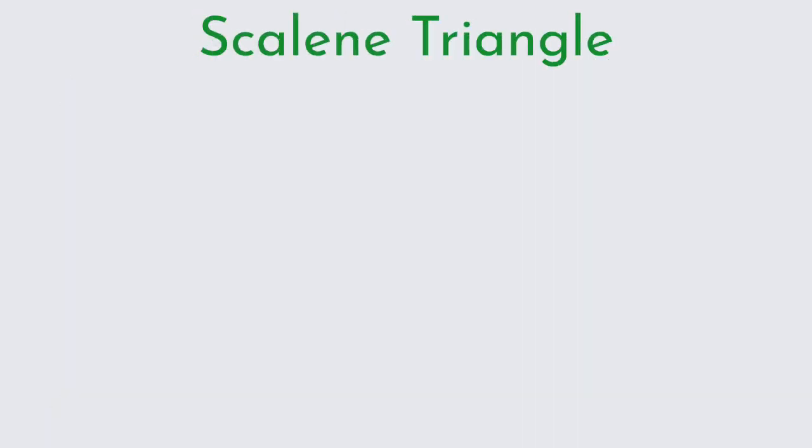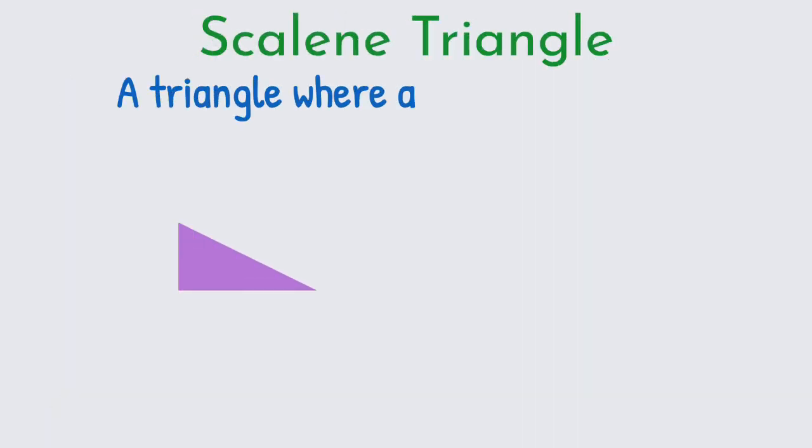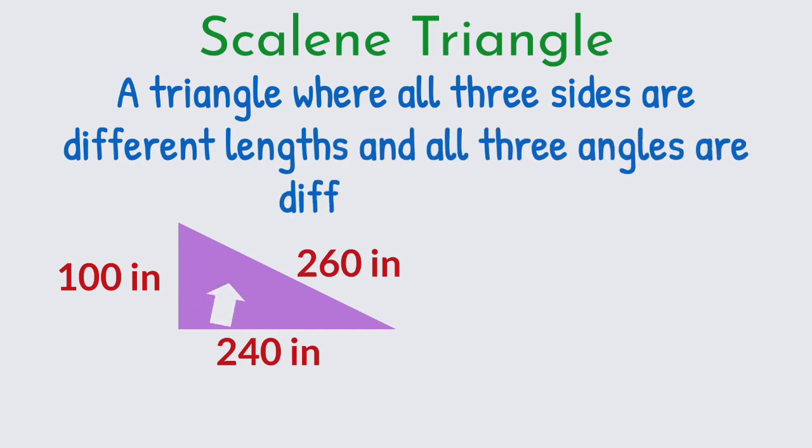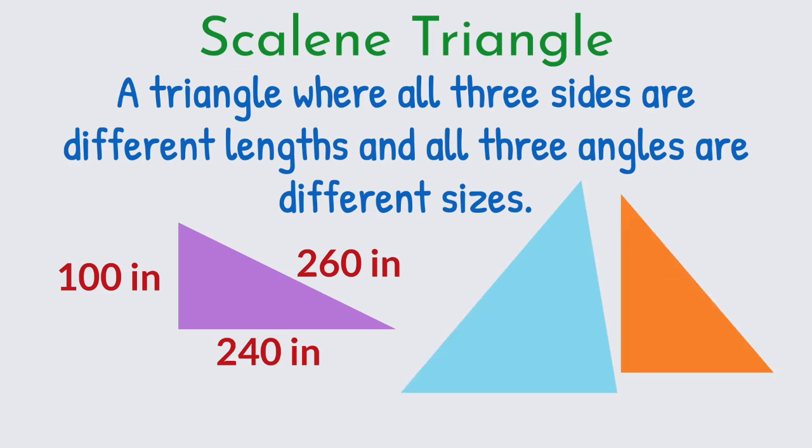Scalene triangle. A triangle where all three sides are different lengths and all three angles are different sizes. No two parts of a scalene triangle are equal, which makes it the most irregular of the three. Many of the triangles we find in the real world, like the shape of a sail catching the wind, are scalene triangles.